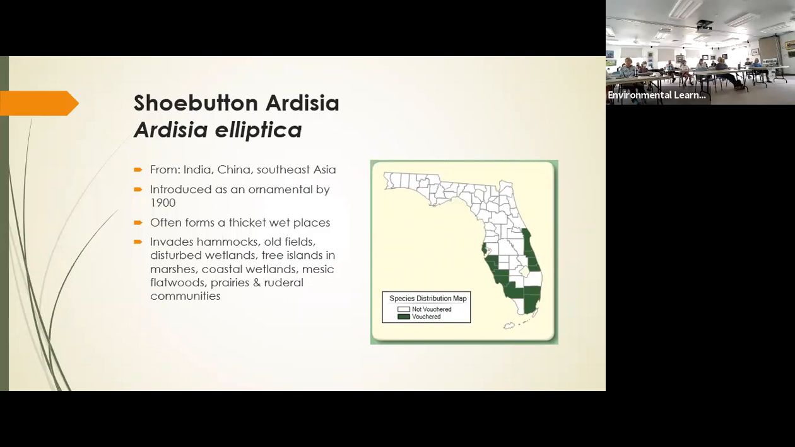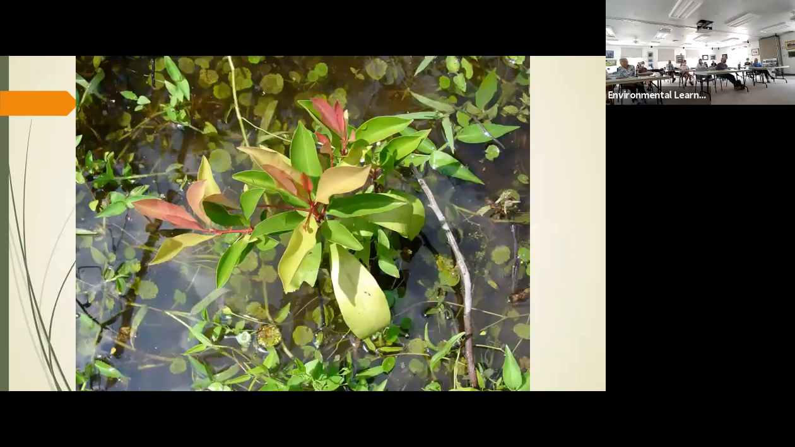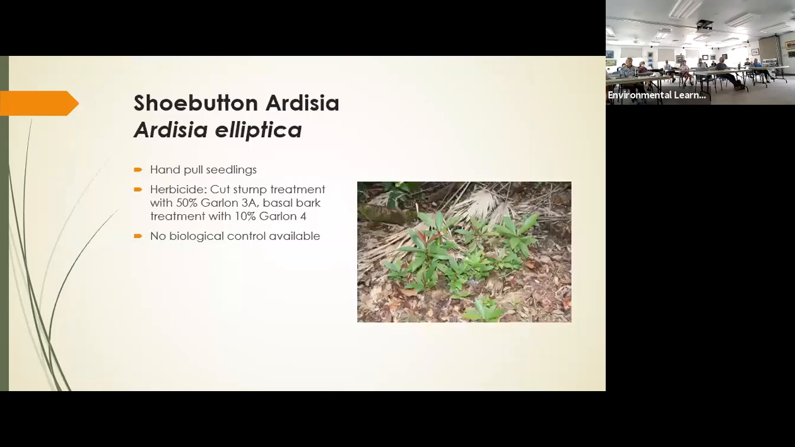Huge colonies along the St. Lucie River. And remember I said it likes water? I mean, it will grow in ditches in really, really wet places. Hand pull the seedlings, and generally speaking, there's going to be lots of seedlings because the seeds are very, very viable. You can use herbicide treatments on it.